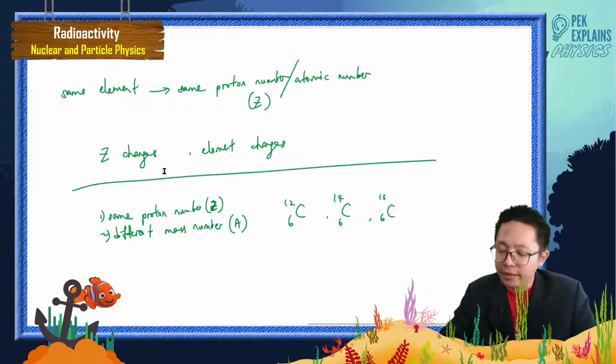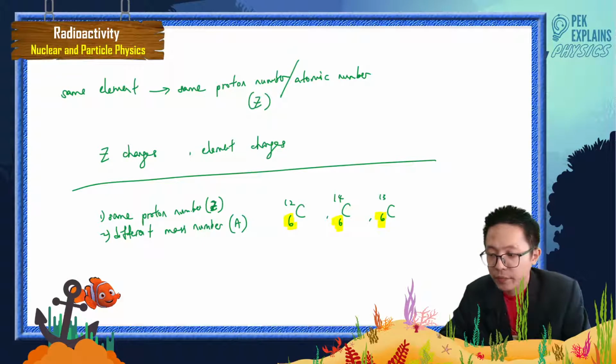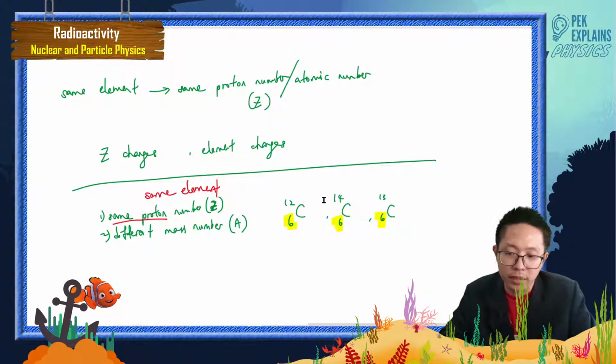Are they the same element? Yes, because they still have the same proton number. Do you see that? All of them still have the same proton number. Same proton means they are still the same element. But talking about mass number, they have different mass numbers because the number of neutrons is different.